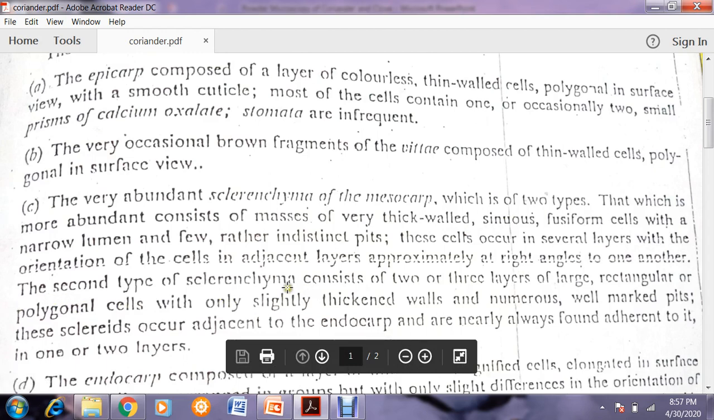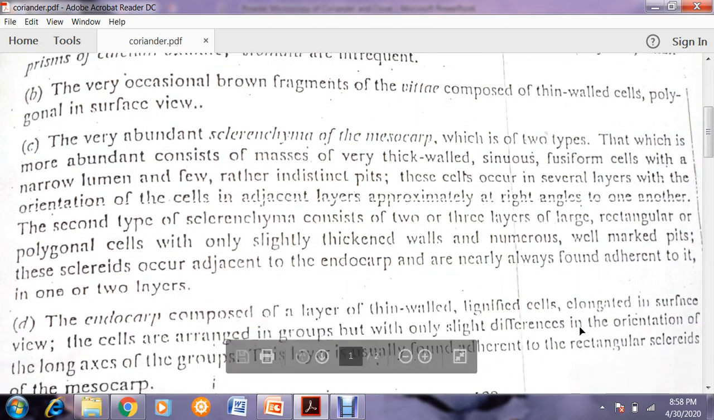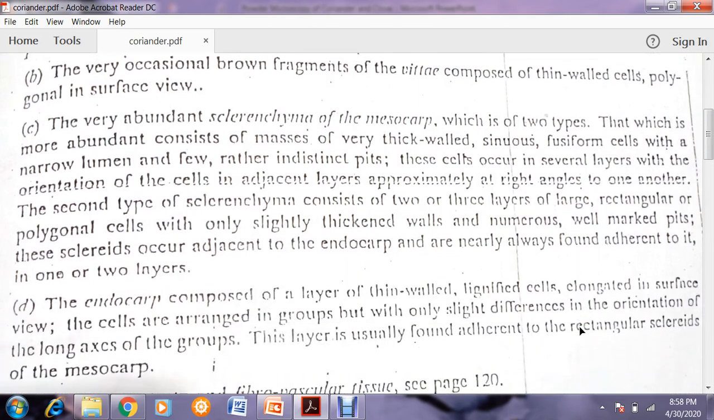The second type of sclerenchyma consists of two or three layers of large rectangular or polygonal cells with only slightly thickened walls. Slightly thickened. So here the walls are slightly thickened. The first type walls were very thick, and the second type was slightly thick, with numerous well marked pits. These sclereids occur adjacent to the endocarp and are nearly always found adherent to it. Okay. So these are the two types of the mesocarp cell.